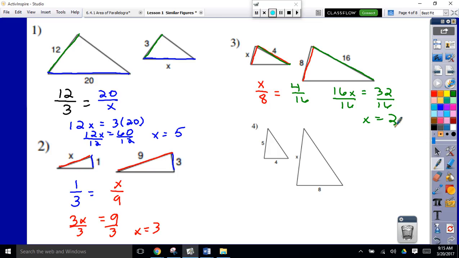X. Well, let's start with this triangle. So if you want to do the x, what side on this triangle corresponds with x? 5. The 5. Okay, so 5 and x. So what ratio can I write? 5 over x equals what? 4 over 8. Good.